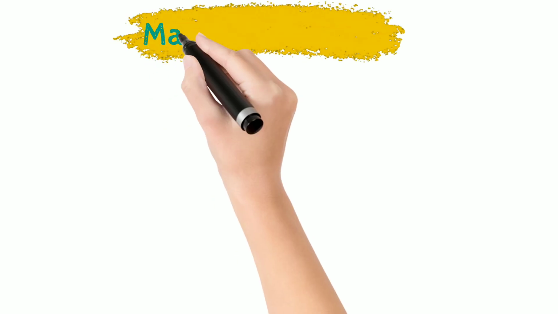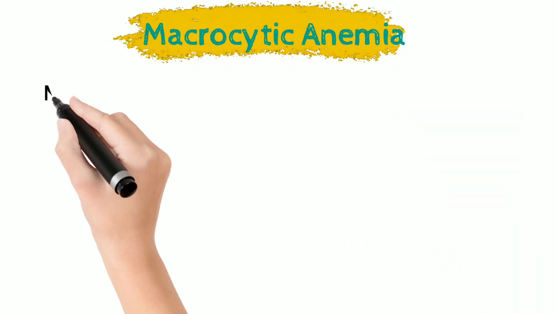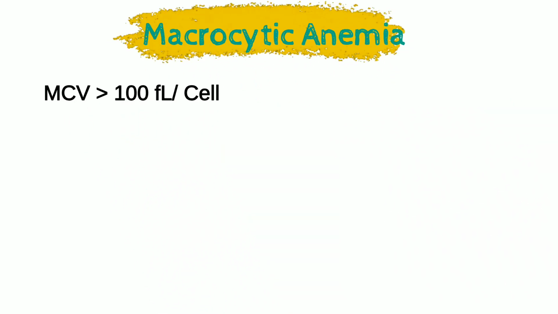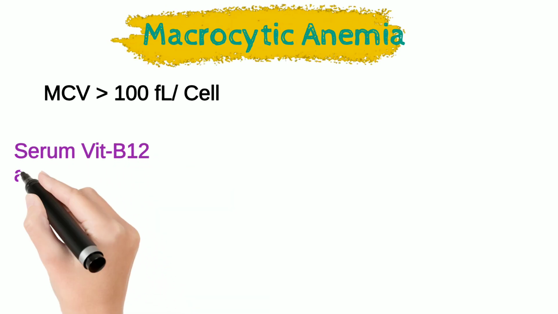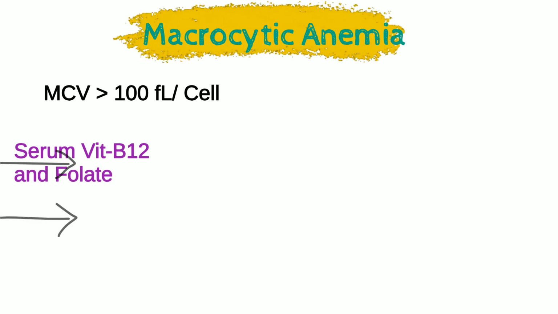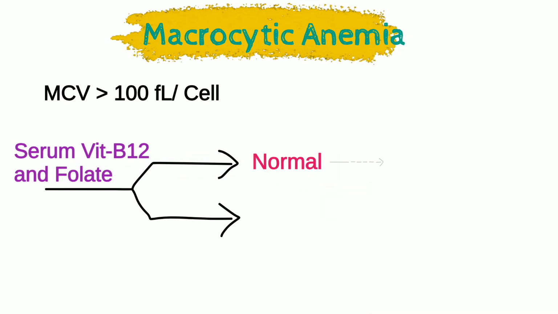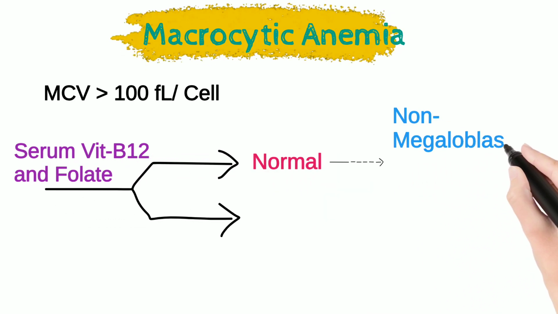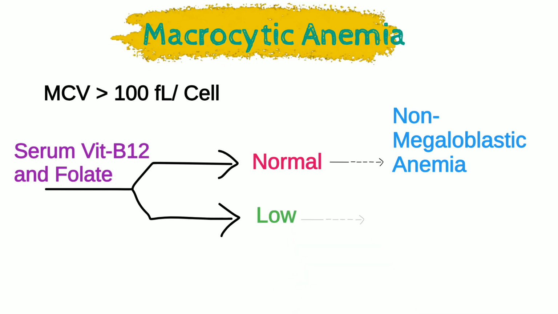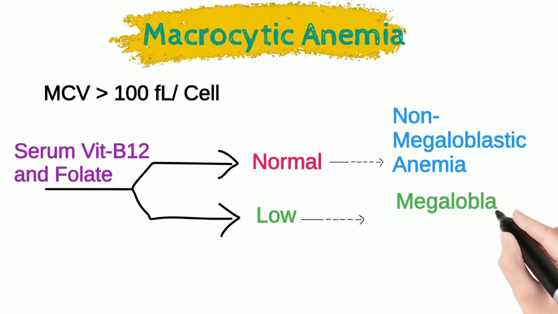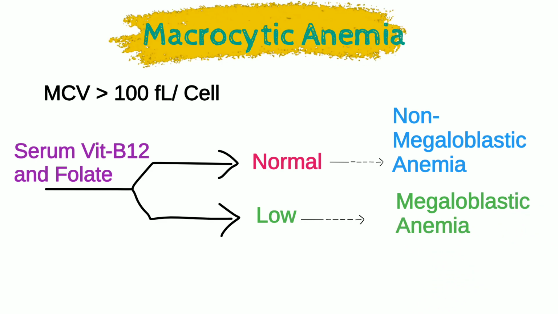Last, macrocytic anemia. When the MCV value is greater than 100 femtoliter per cell, then it is called macrocytic anemia. It can be classified further on the basis of serum vitamin B12 and folate. If these measurements are normal, then it will be a non-megaloblastic anemia. But remember, if these measurements are low, then it is called megaloblastic anemia.